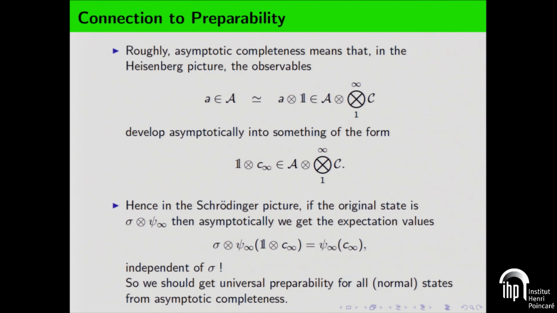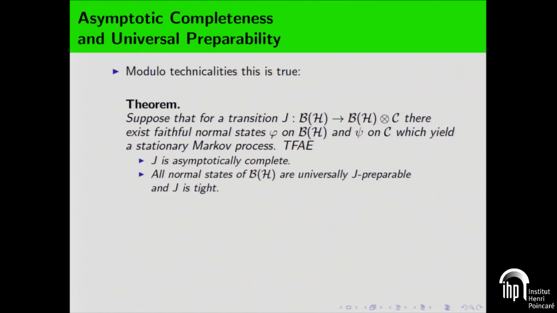It doesn't depend anymore on sigma, and if you are free to choose the psi infinity as you want, you can get everything you want. Yeah? So the intuition tells us we should be able to get universal preparability for all normal states from asymptotic completeness. And modulo technicalities, this is true.